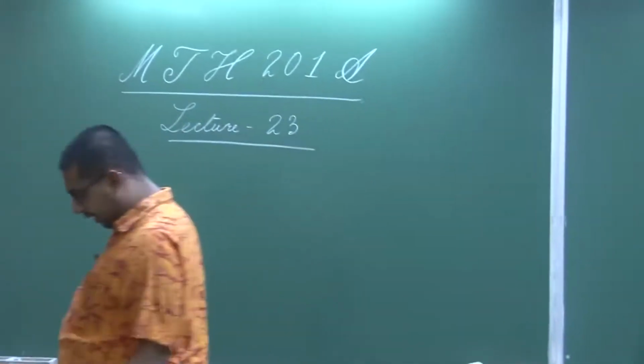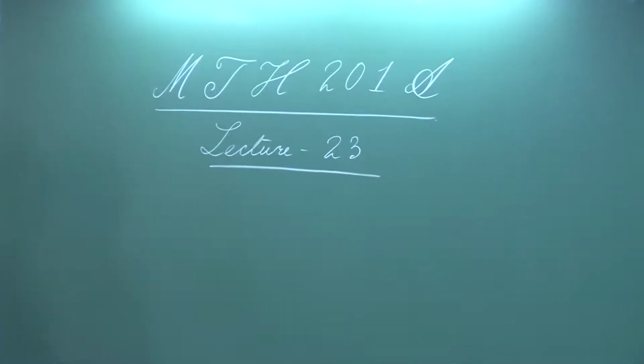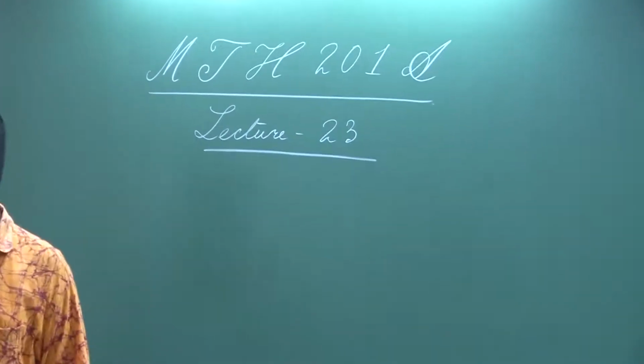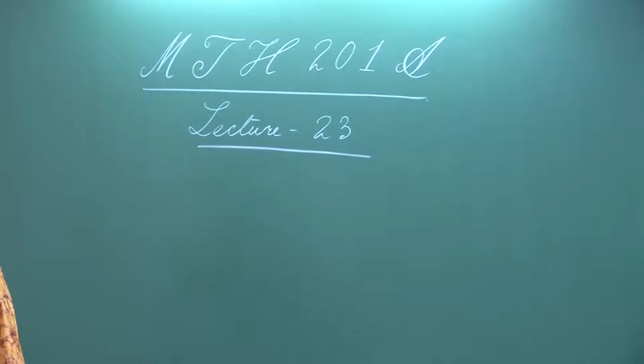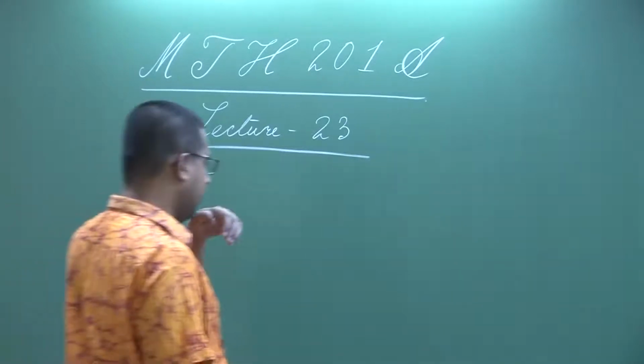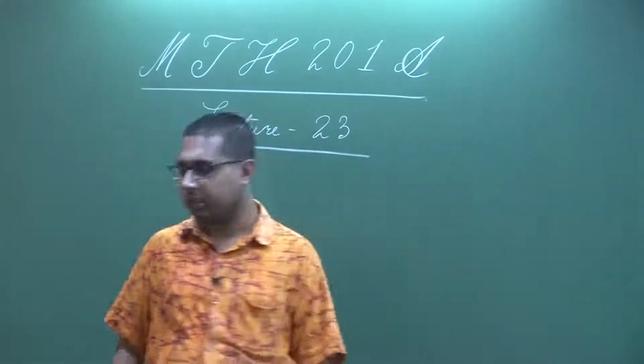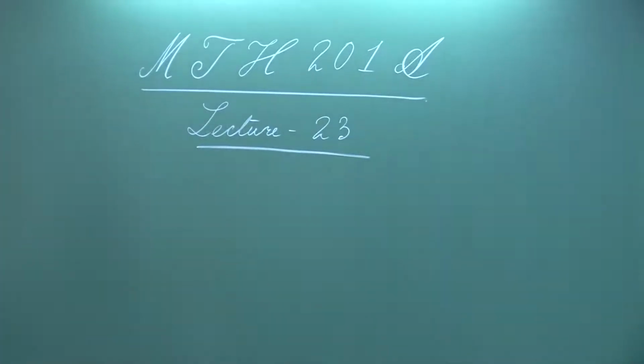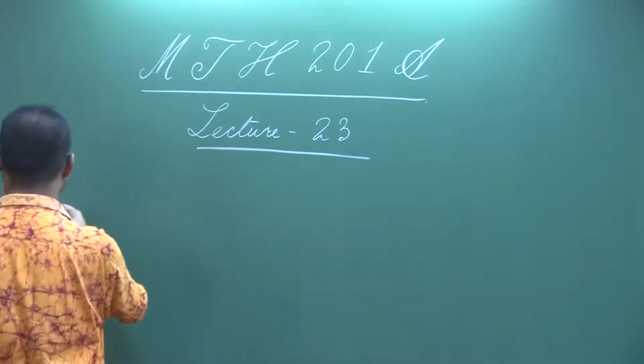This is the 23rd lecture of this course. Recall that in the last 2 lectures we were talking about linear transformations and in particular linear isomorphisms, and then we discussed the rank nullity theorem. So, let us recall what it was.